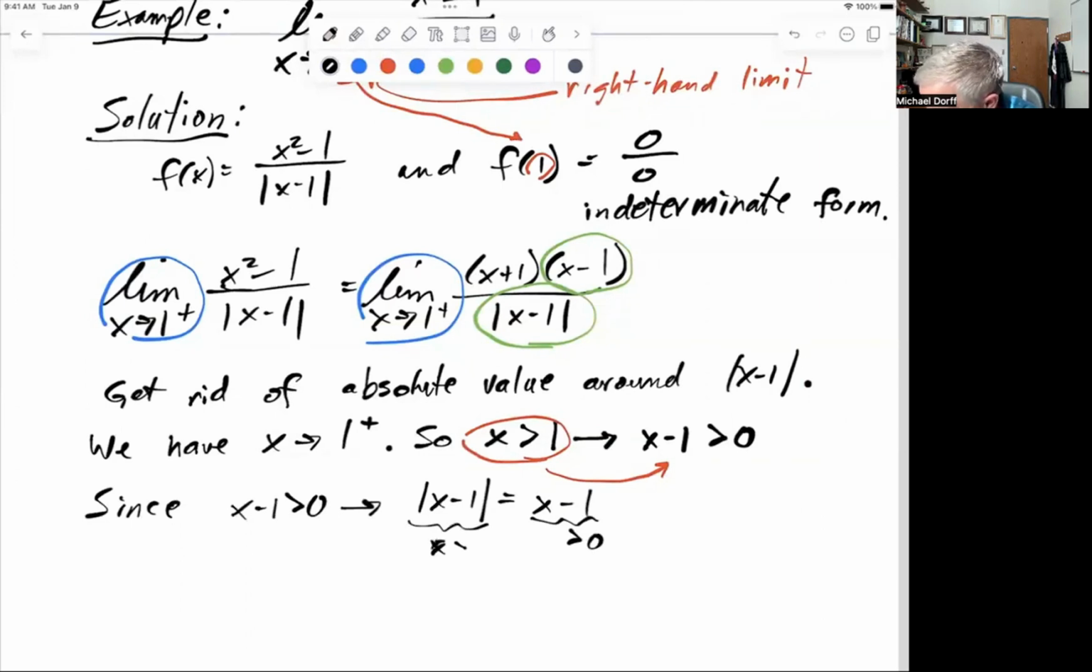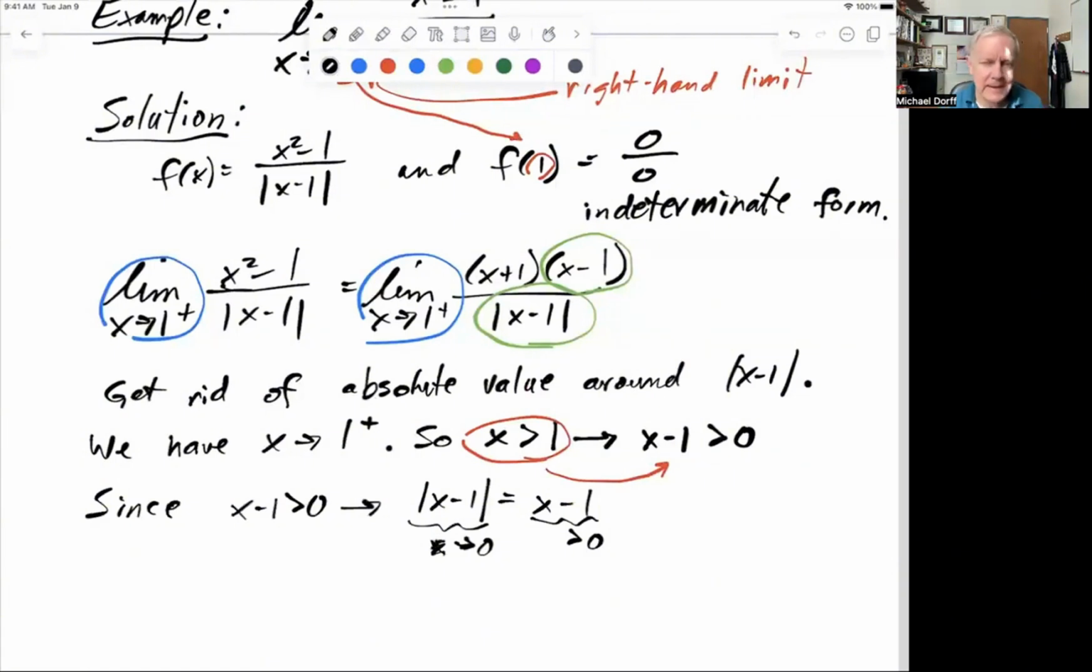This has to be greater than 0, right? Because x minus 1 is greater than 0, then the absolute value of x minus 1 is also going to be greater than 0. So I can say the absolute value of x minus 1 equals x minus 1.